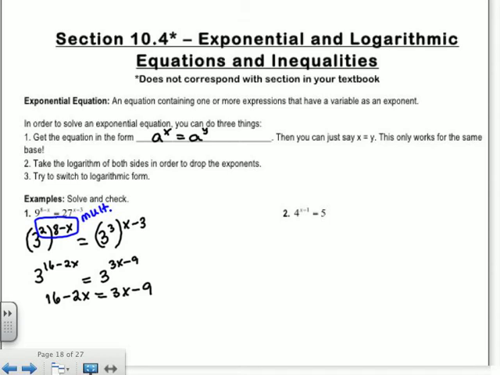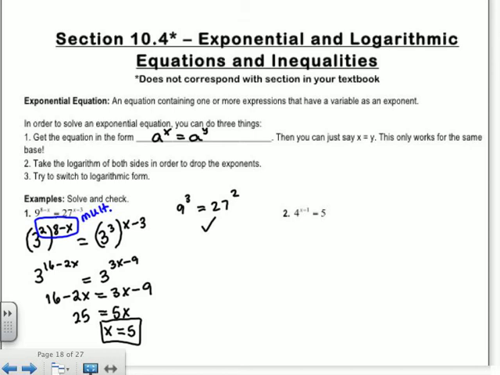Add your 2x to the other side, so I get 5x. Add the 9 to the left side, so I get 25. So I get x equals 5. Okay, you can go back and quickly check. If you plug 5 in, you get 9 to the third equals 27 to the second. And if you check those on your calculator, 9 to the third is 729, 27 to the second is also 729. So it does work.